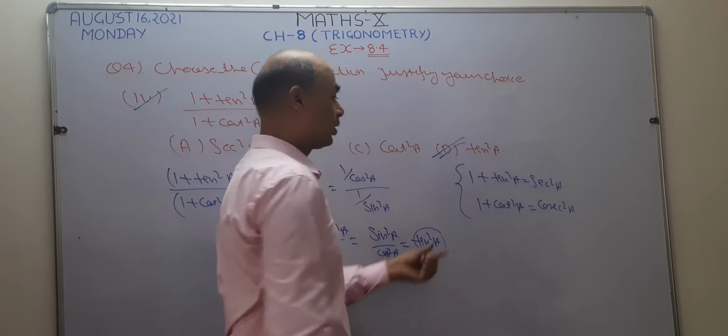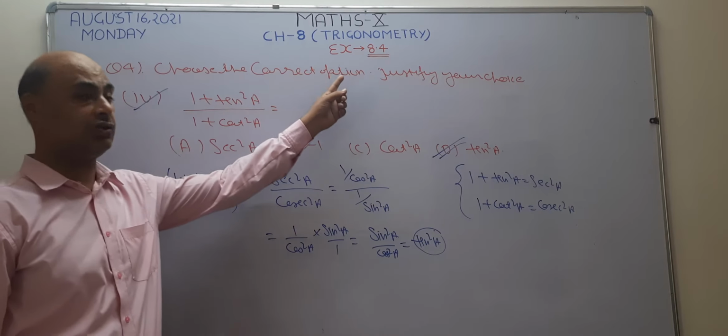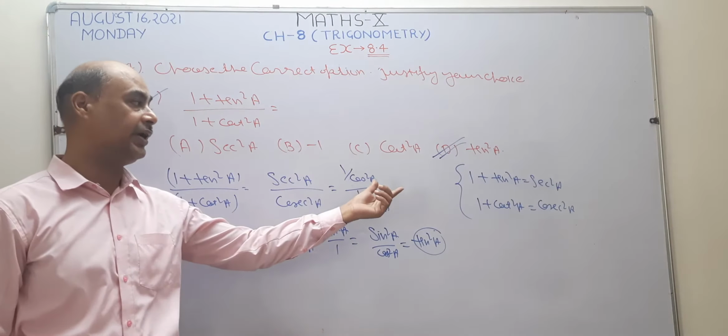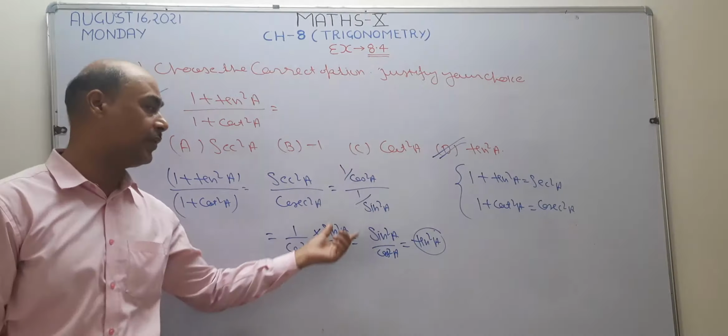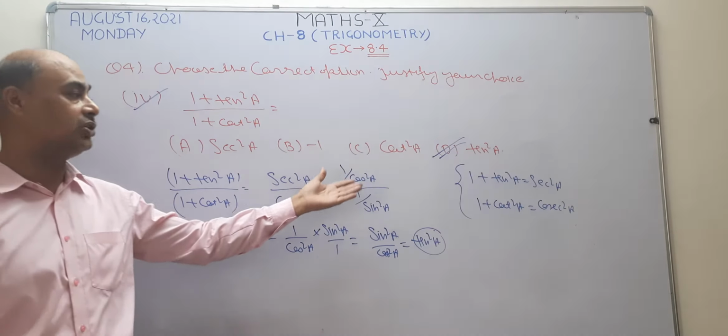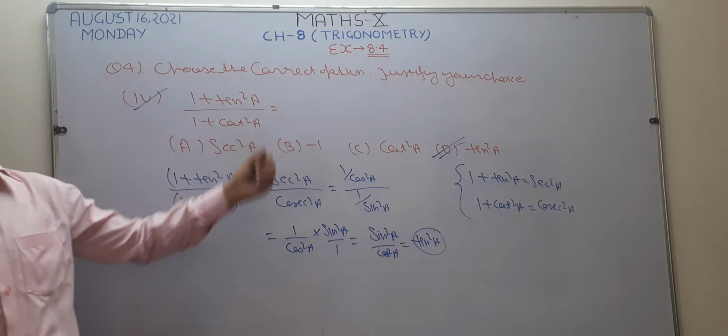Okay, you have to learn identities. Without learning identities, you are not able to solve even a single question from this exercise. So I advise you to learn identities and the reciprocals of the trigonometric ratios. When you learn this part, it becomes a very simple question for you.